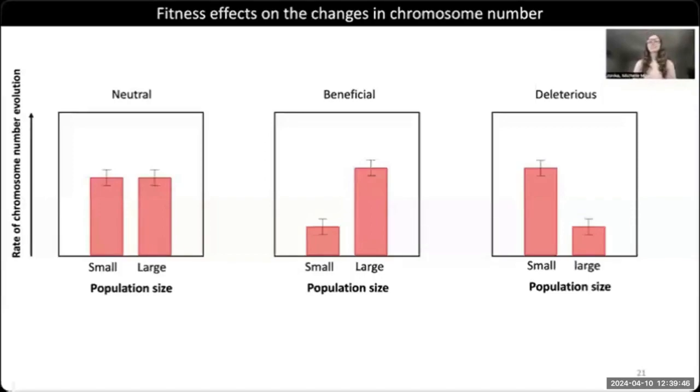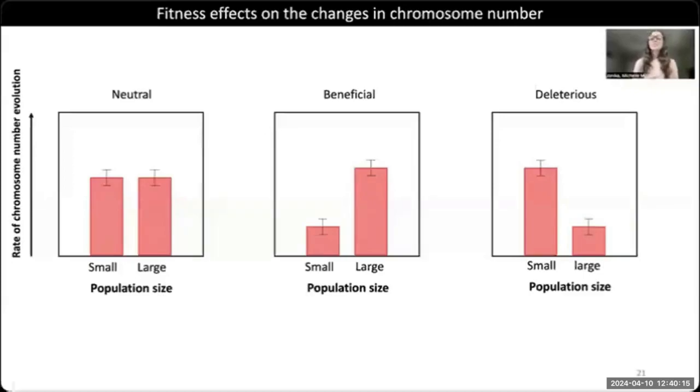And finally, if the changes in chromosome number were deleterious, which is shown in the last panel, then we can think that the rate of chromosome number evolution would be lower in populations with large effective population size with respect to populations with small effective population size, because again, selection would be less efficient in populations with small effective population sizes. And so we believe that the fitness effects of changes in chromosome number are deleterious. That's going to be our hypothesis leading into this study and then the following research.